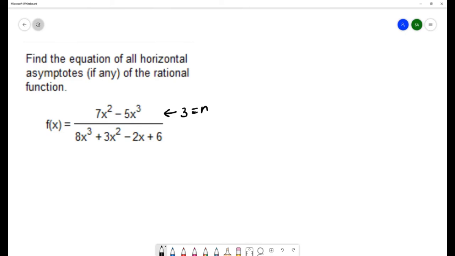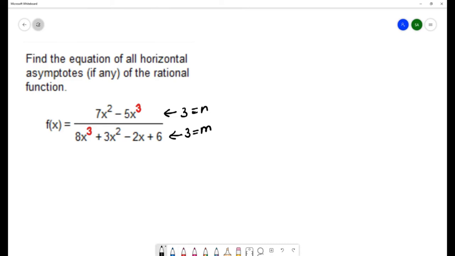Now the polynomial in the denominator does follow that normal convention of descending order. We have the highest power first, then the next highest, then the next highest, and the next highest. So this polynomial in the denominator has a degree of 3, which we're going to call m. So we have the degree of the numerator being 3 and the degree of the denominator being 3. Those are the highest powers on x.